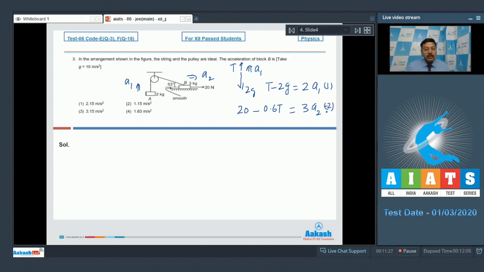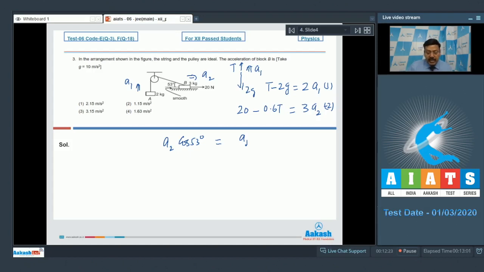And let's now look at the constraint relation between the two accelerations. We have assumed that here acceleration is A2, so along the length of string, if we see, it becomes A2 cos 53 degree, which is in fact equal to A1. So what we have done is we have used the fact that in this particular case acceleration at the two ends along the length of string will be equal, which gives us the relation A2 cos 53 degree is equal to A1, and we are interested in finding A2.